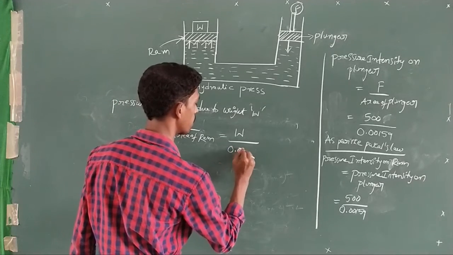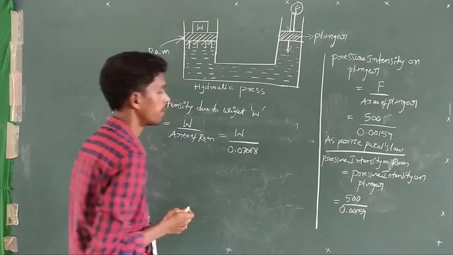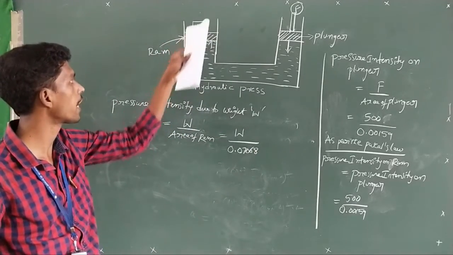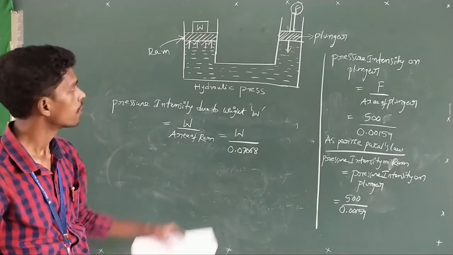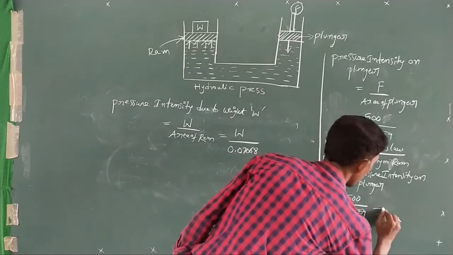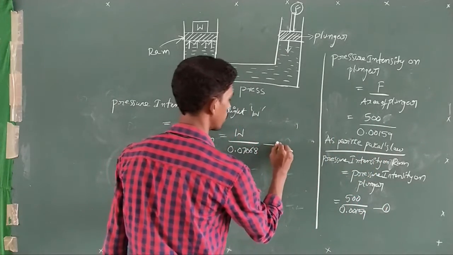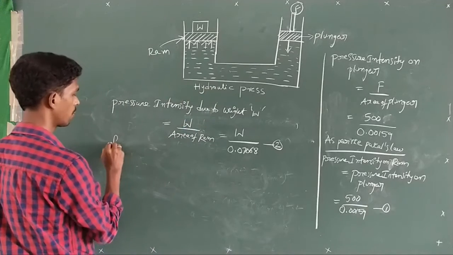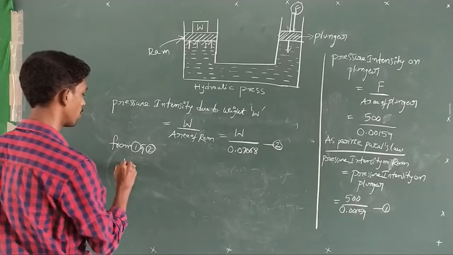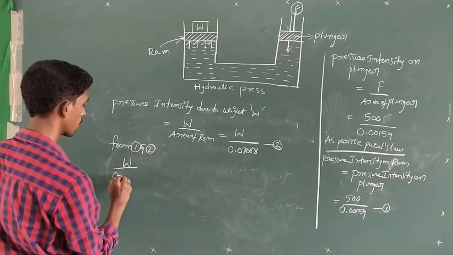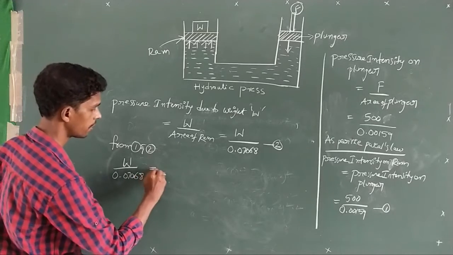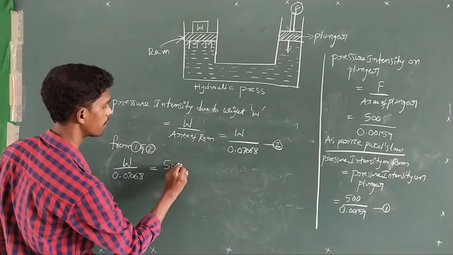0.07068. So see here, this pressure intensity and this intensity due to weight are acting at one point. So can we equate these two to get that weight actually? Keep this one as 1 and keep this one as 2. So from 1 and 2, weight by 0.07068 is equal to that pressure intensity on ram.